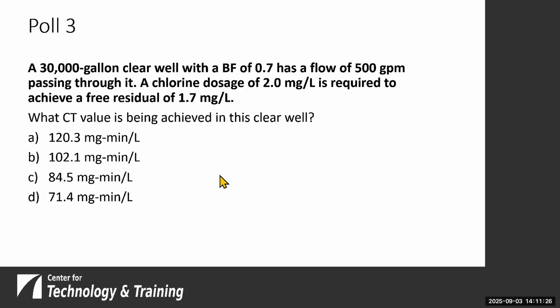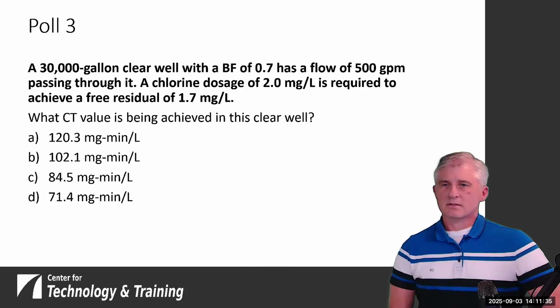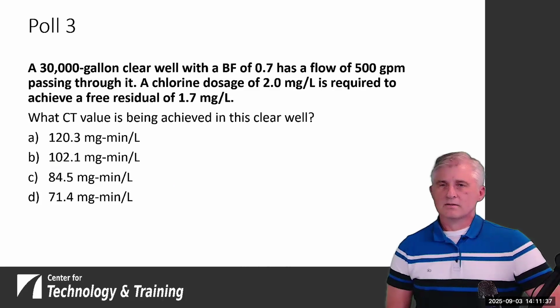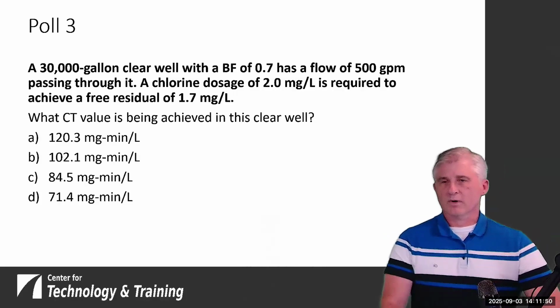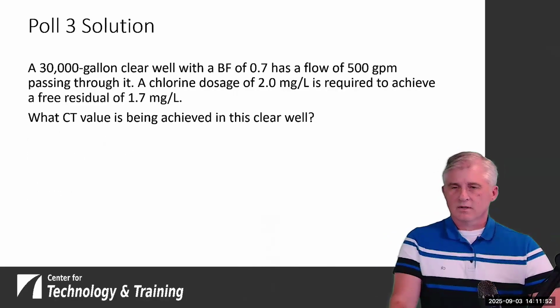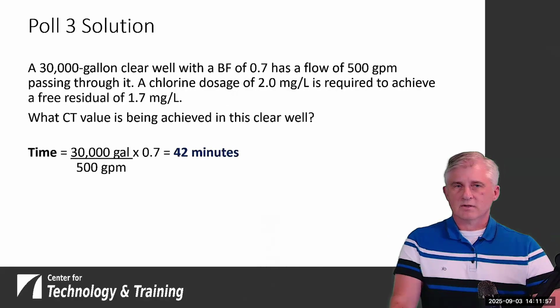So let's see. We have at 52%, we have D, 71.4. At 27%, we have C, 84.5. At 18%, we have B, 102.1, and at 3% we have A, 120.3. Pretty wide range of responses. So let's see what CT value is actually being achieved in the clear well.